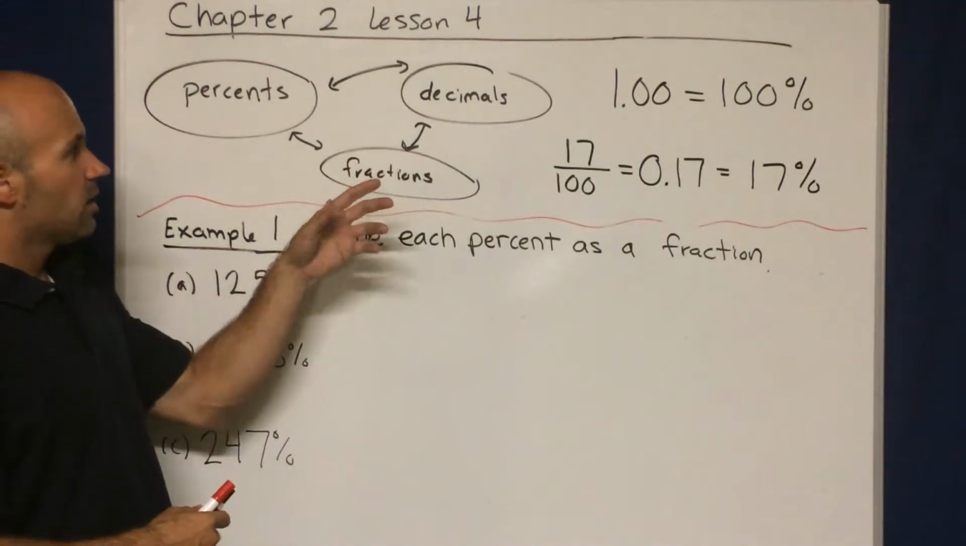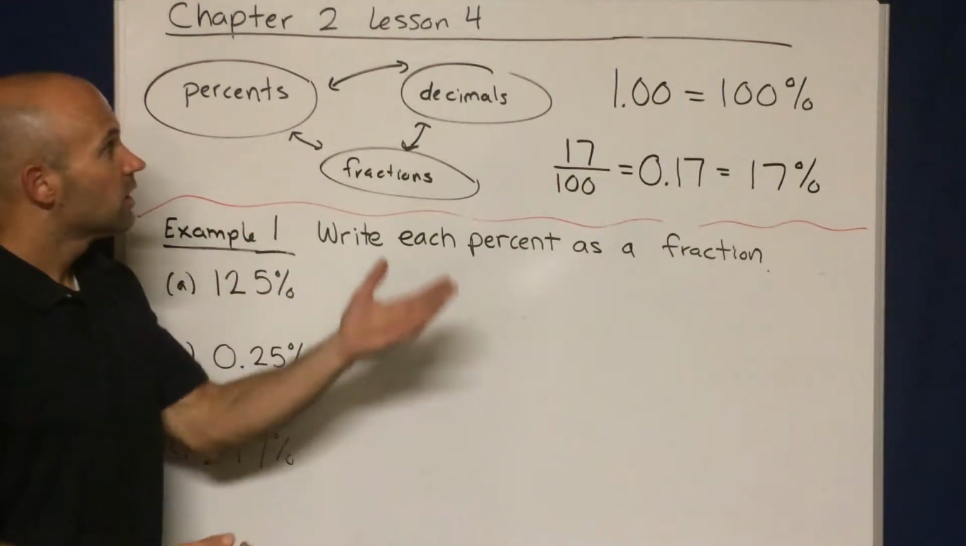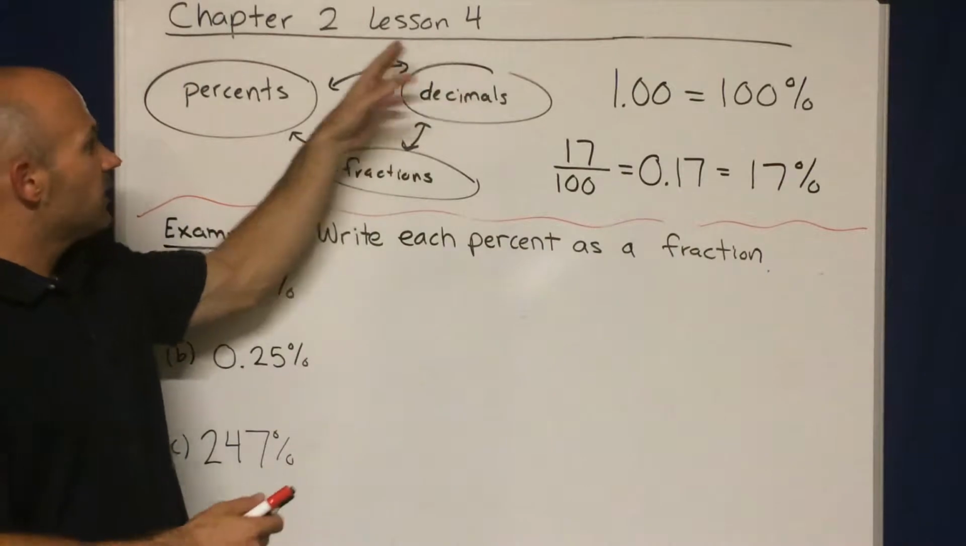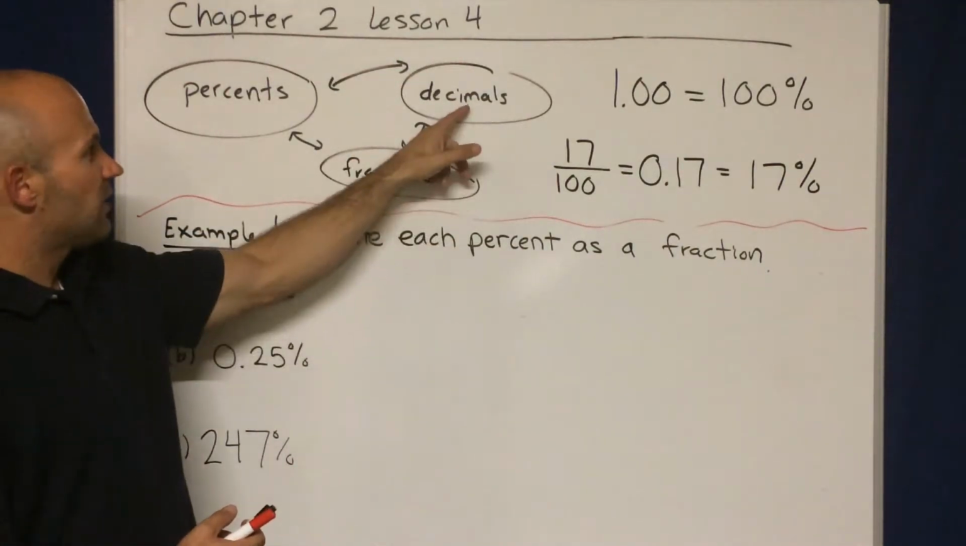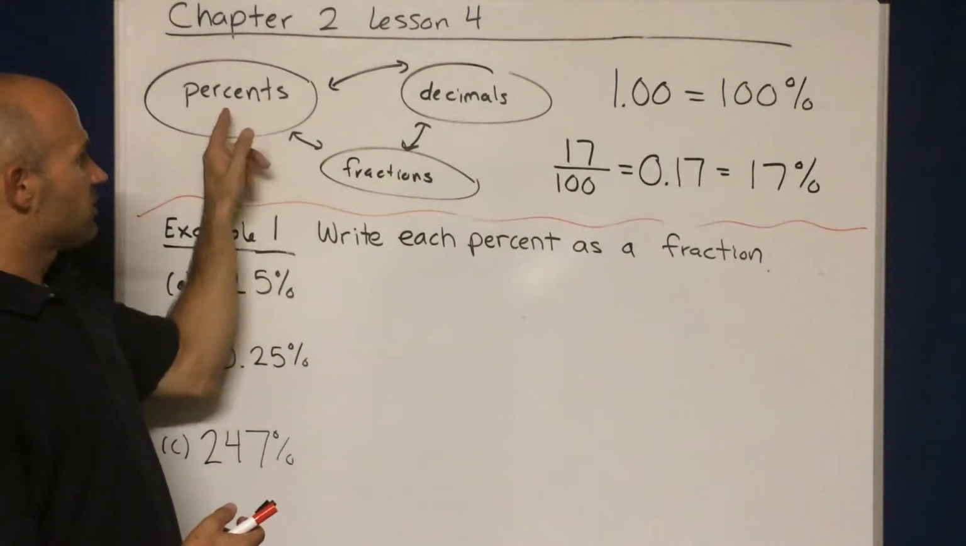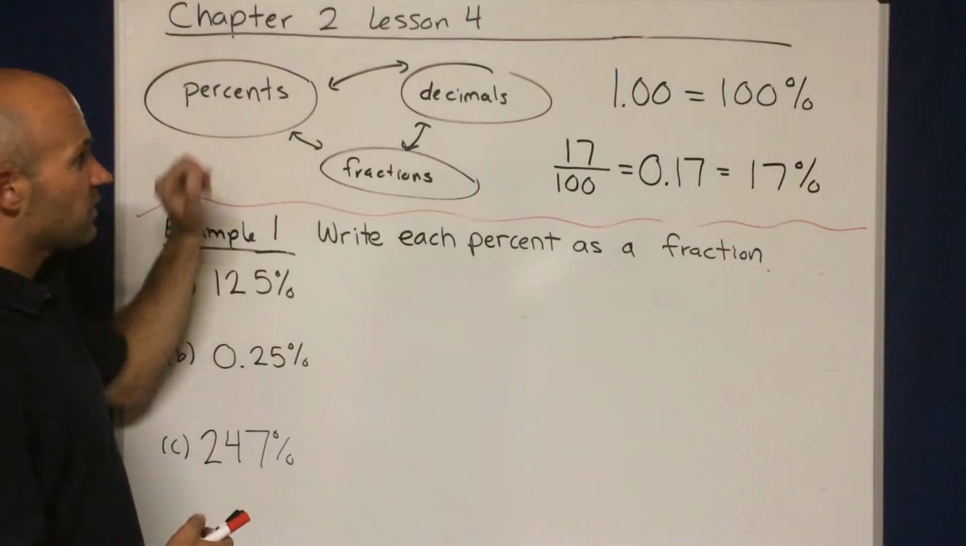This lesson is on percents that are bigger than 100% and less than 100%. So what you've been doing in lessons 1, 2, and 3 is going between these different types of ways to represent numbers. So perhaps from a decimal to a percent, or maybe a percent to a fraction. And in this lesson, they're really going to focus on special types of percents.